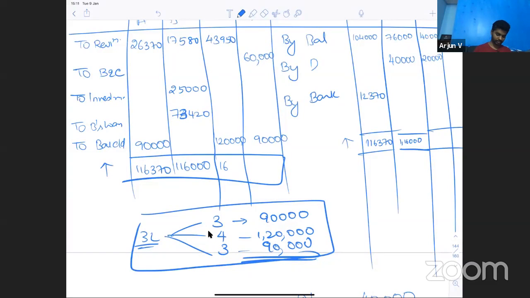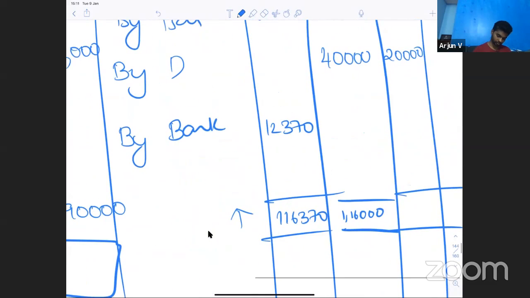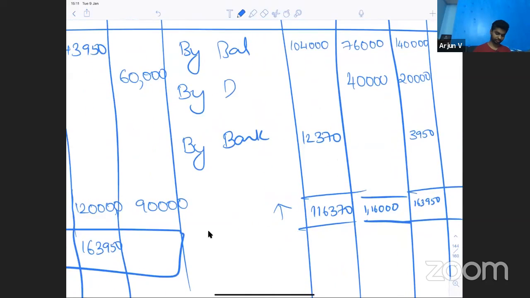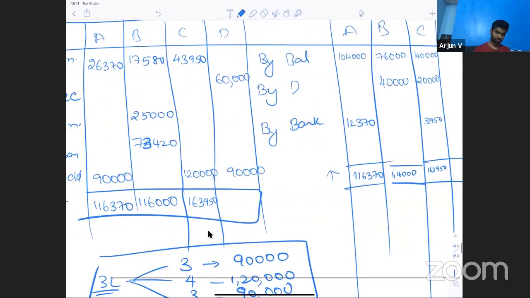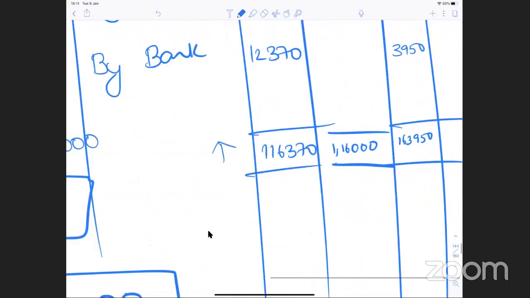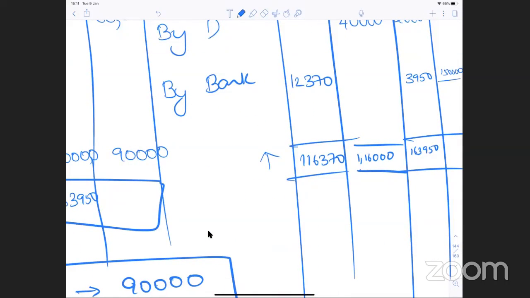Next one, 1,63,950. So when you do the total, the balancing figure becomes 3,950. Then the last one has to be 1,50,000. Are you all clear till now?